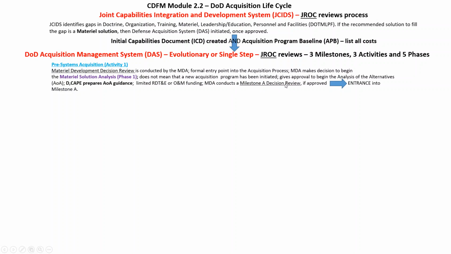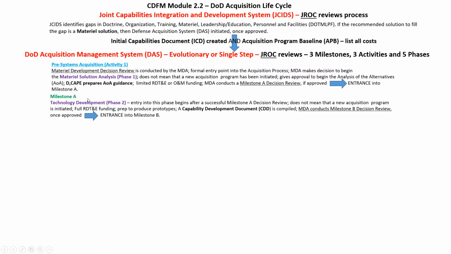So before entry into any phase, they have a review conducted, kind of like when you do an AAR, after action review. This is what's supposed to happen. This is what happened. Do we continue or do we need to change something? Do we need to stop? So that's the review before the process. So if this Milestone A decision review is approved, entrance into Milestone A. Milestone A comes right here.